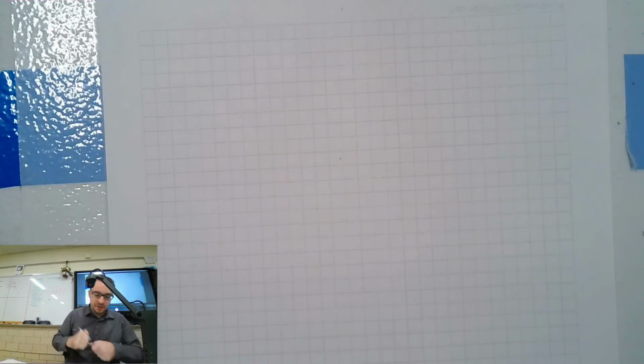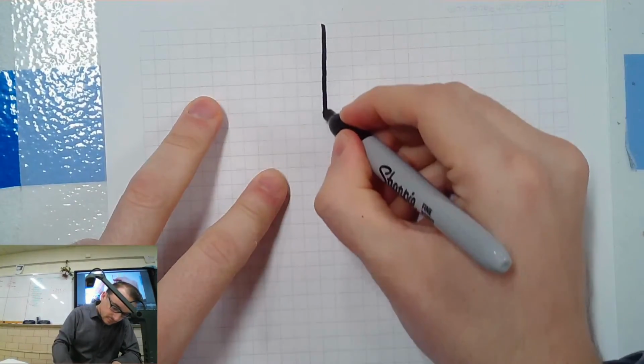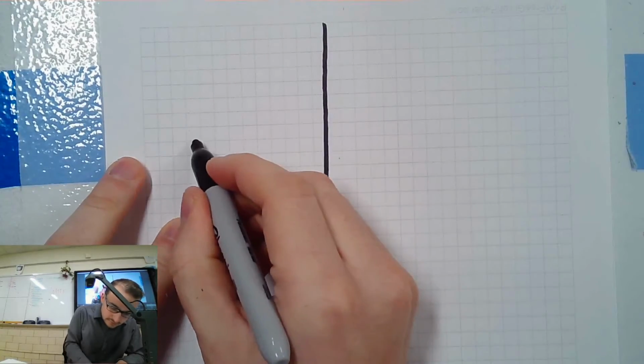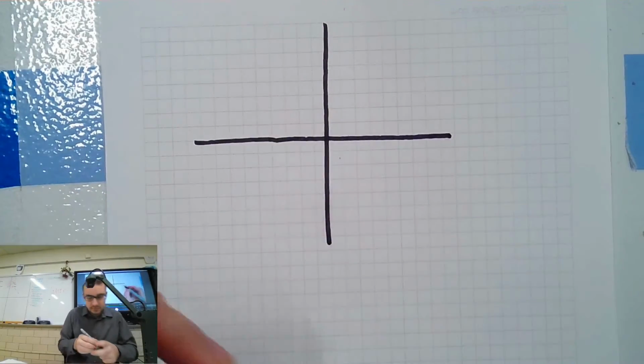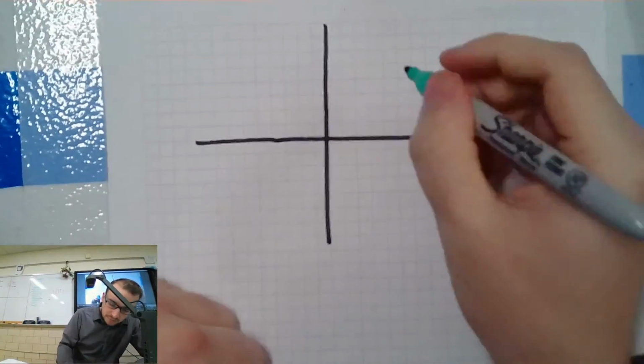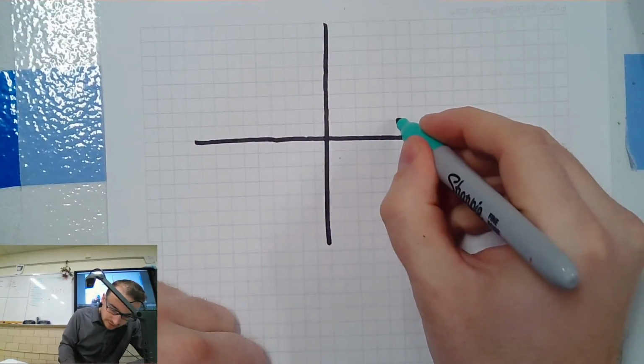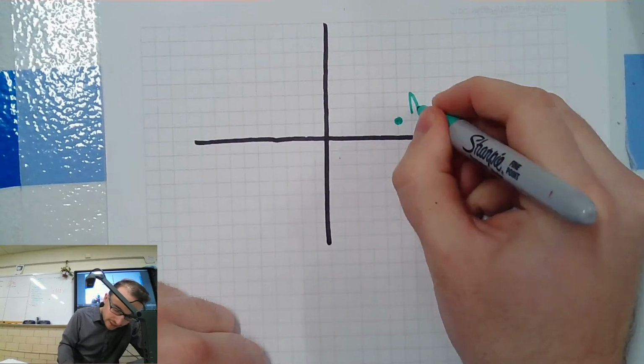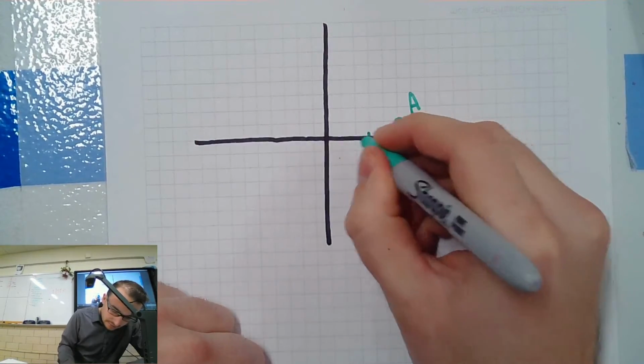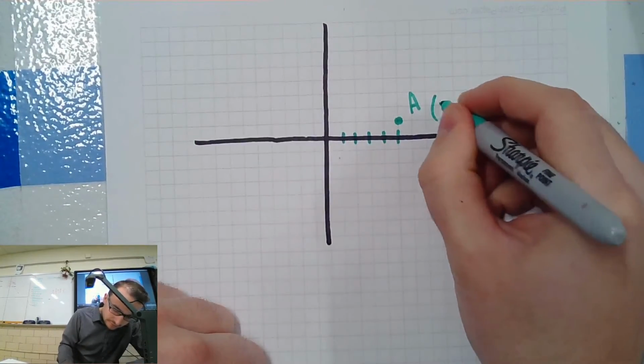All right. Let's put a point here. So that's going to be our A. That's 5 to the right and 1 up.